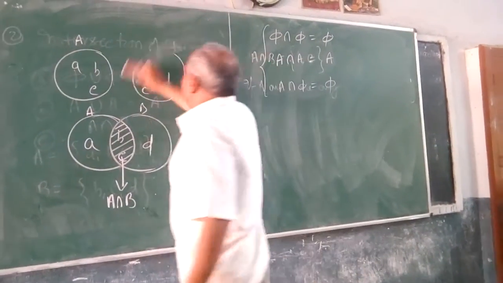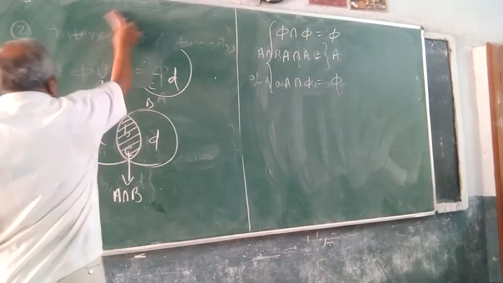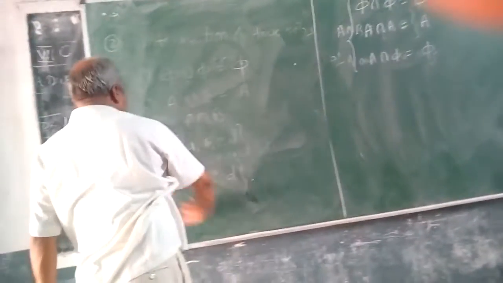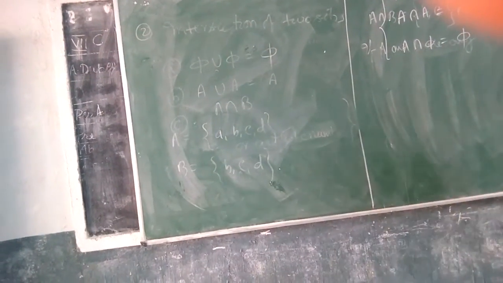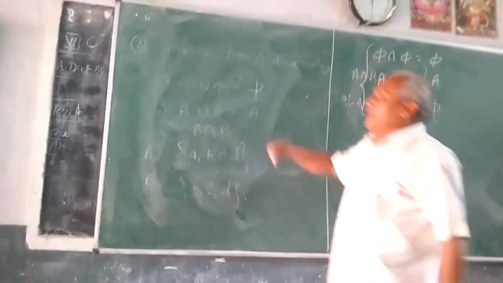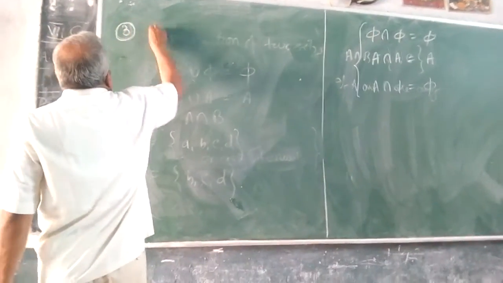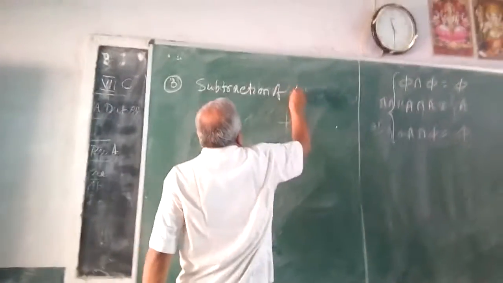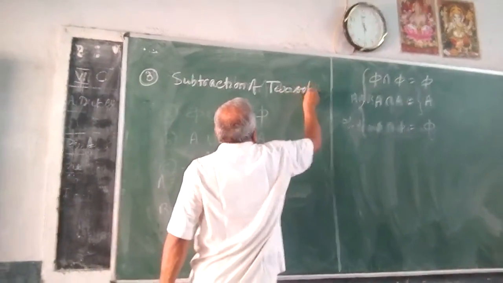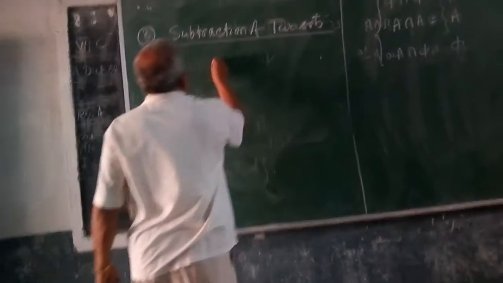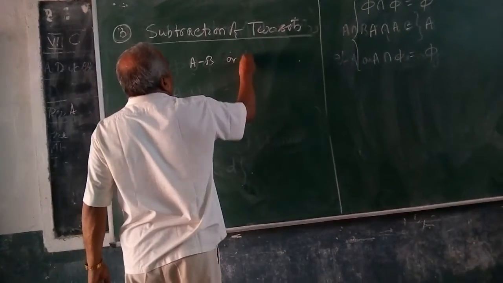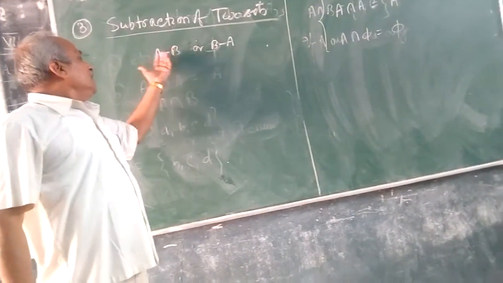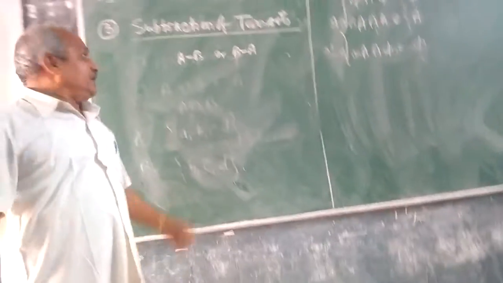Okay. The first concept was union of two sets. Second was intersection of two sets. Third is subtraction of two sets, or difference you can also say. The third operation is subtraction of two sets. Subtraction of two sets means A minus B or B minus A. Both are the subtraction of A and B, the difference between A and B, difference between B and A.